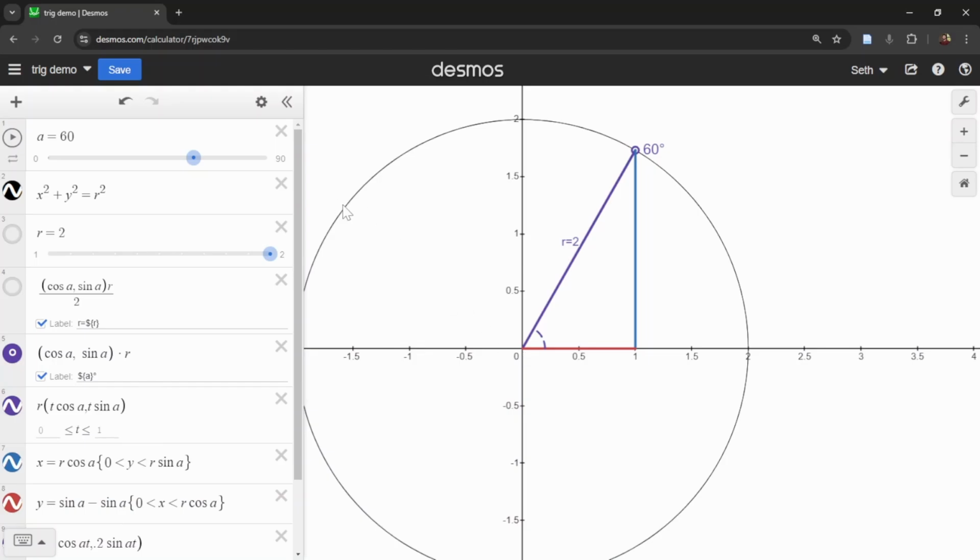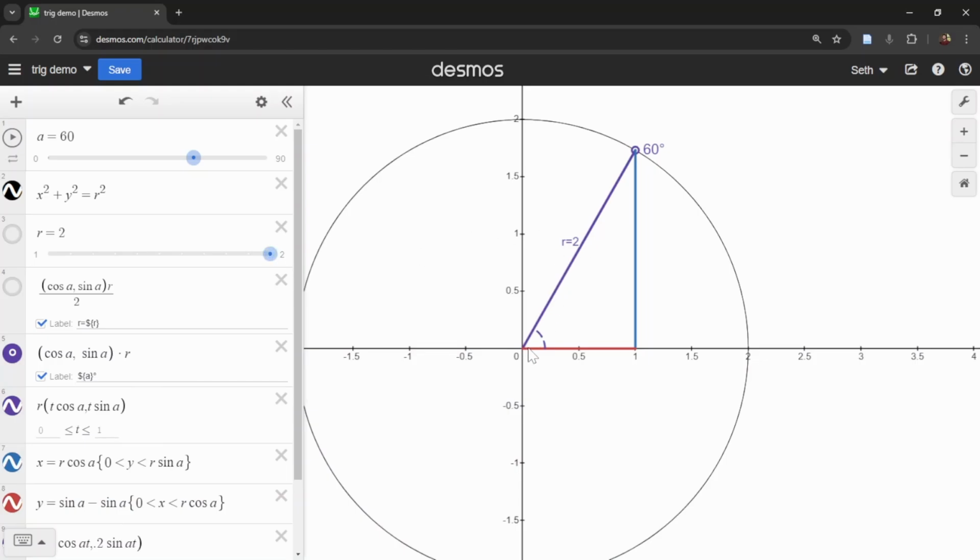So what did we do? Let's walk through the logic. This is our original triangle. We know this length is 2. We know this angle is 60 degrees, and we're trying to find this length. We don't know what it is yet. We scale this down to the dimensions of a unit circle. We make the triangle fit inside a unit circle.